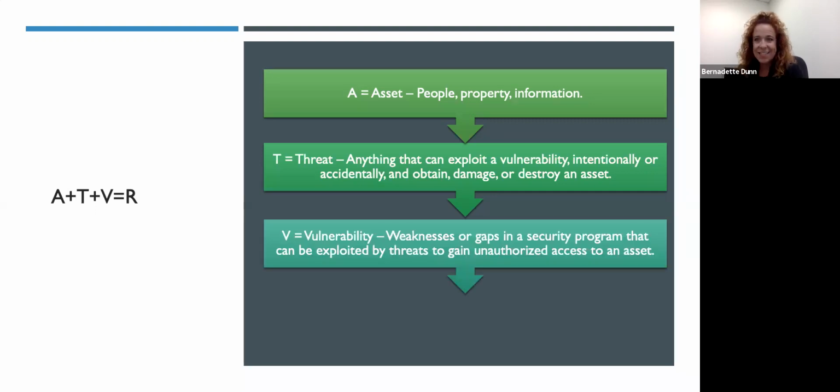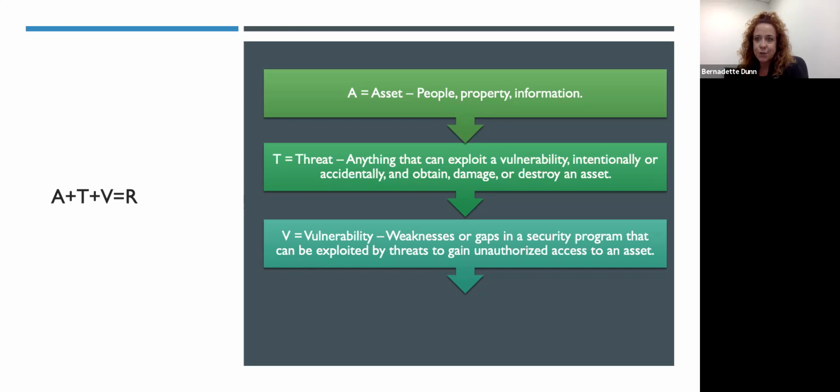The V stands for vulnerability, which is the weaknesses or gaps, in this example, in a security program. So again, if you're protecting an asset, the vulnerability would be any weaknesses or gaps in the security program that can then be exploited by the threats to gain unauthorized access to an asset.